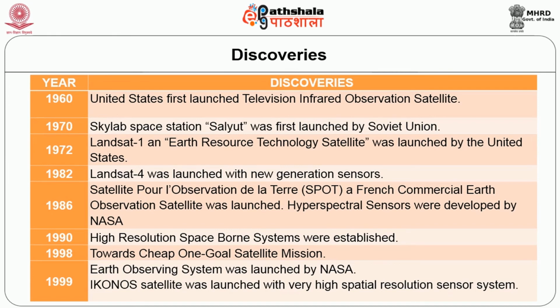Then in 1972, Landsat-1, an Earth Resources Technology Satellite, was launched by the United States. In 1982, Landsat-4 was launched with a new generation sensor. And in 1986, Satellite Pour l'Observation de la Terre, called SPOT, a French commercial Earth observation satellite, was launched. In 1990, a high-resolution spaceborne system was established. In 1998, a cheap one-goal satellite mission was taken into consideration, and it was a very successful mission also. In 1999, the Earth Observing System was launched by NASA, and the Ikonos satellite was launched with very high spatial resolution sensor systems. These are some of the history of remote sensing technology.